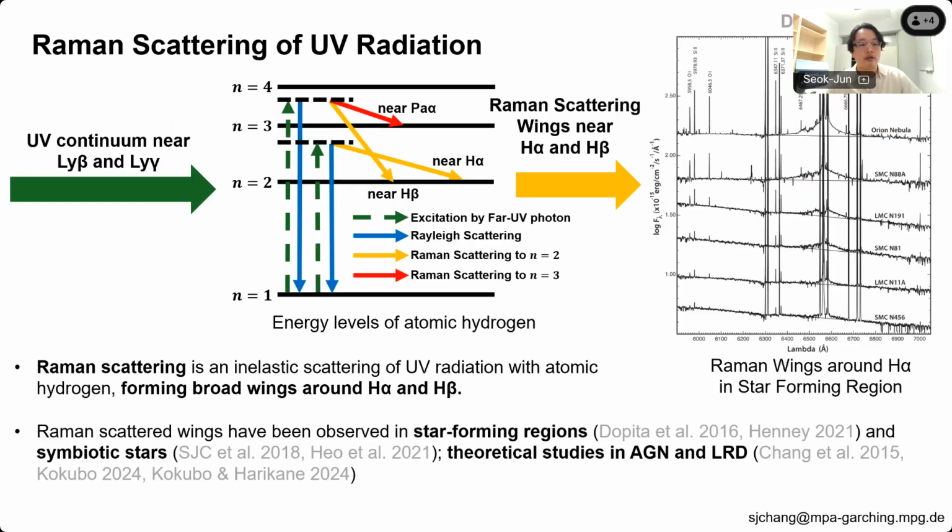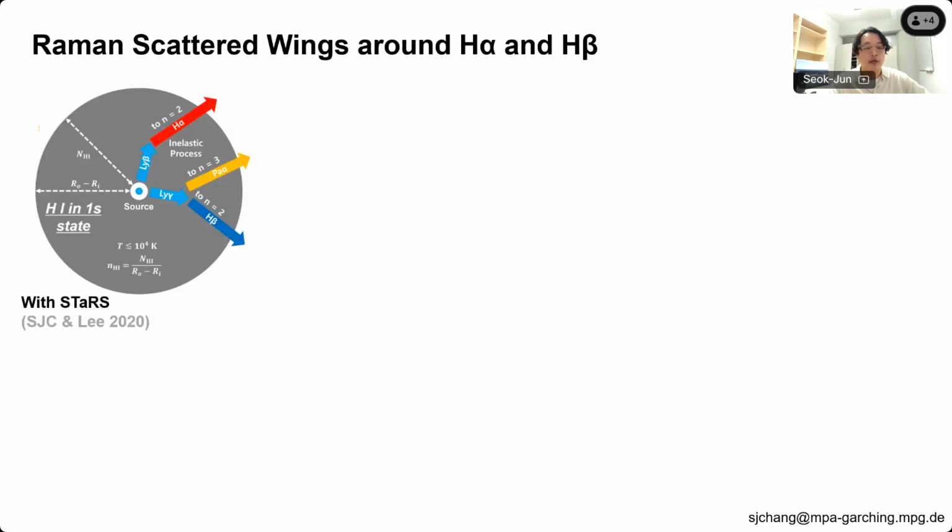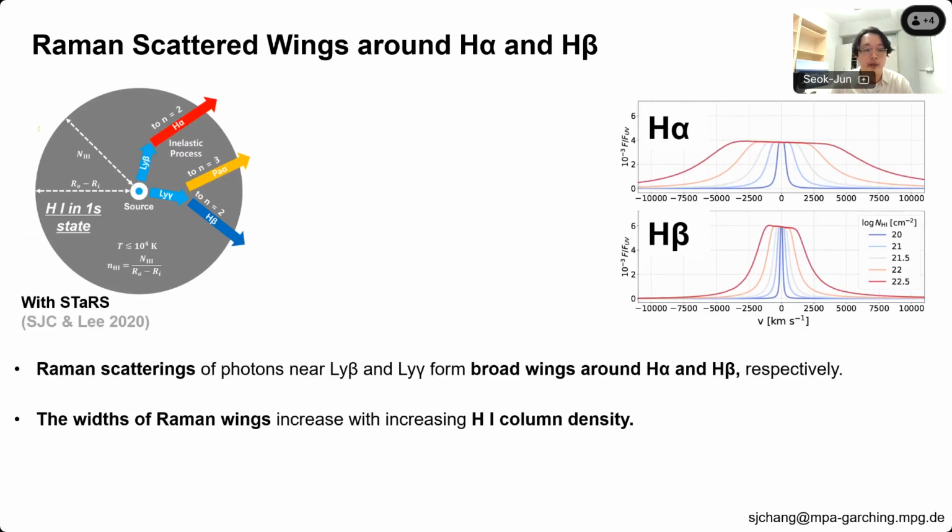And Henry et al. also, in the symbiotic star, and in theoretical studies, expect a Raman wing in the AGN and the LRD. So to test the Raman wing formation in the LRD, I set up this geometry, a simulation with my previous code. Then I make the H alpha, H beta Raman wing, assuming a flat UV continuum near Lyman beta and Lyman gamma. Raman scattering, as I mentioned, makes Lyman beta and Lyman gamma form a broad wing around H alpha and H beta.